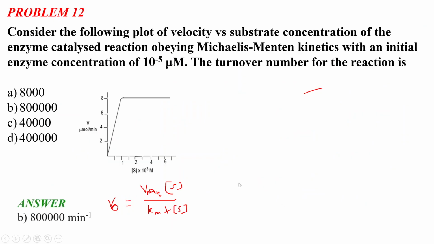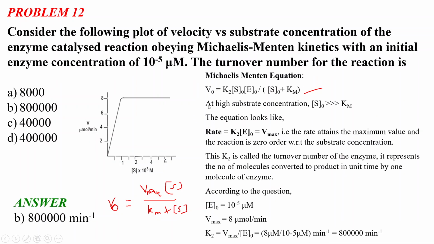Okay, so what happens at very high substrate concentration, when [S]0 is much greater than Km, which I have said before. As I told you in the previous question, if the initial substrate concentration is very high, we can neglect this Km in the denominator. And if we neglect Km in the denominator, what will the equation look like?